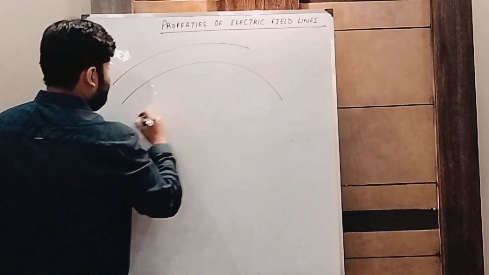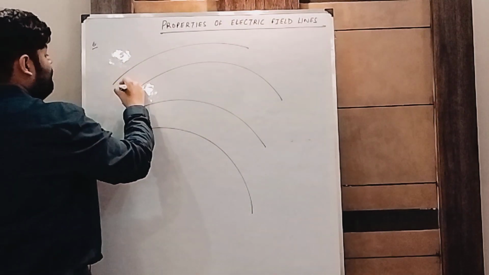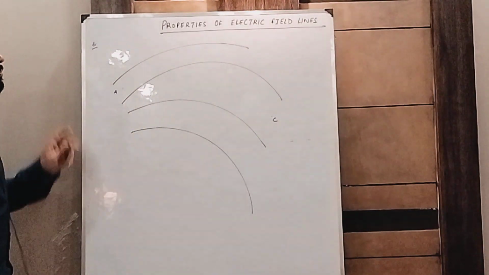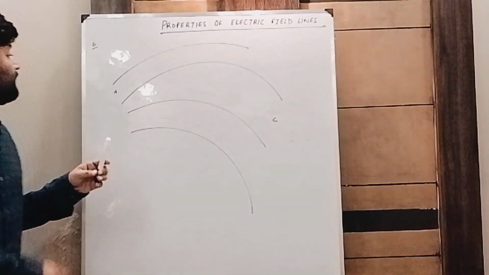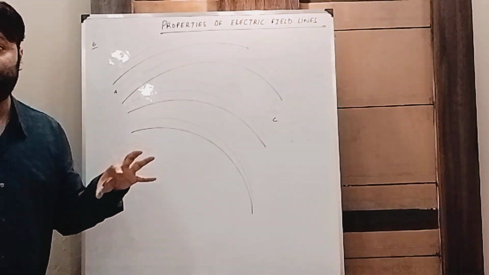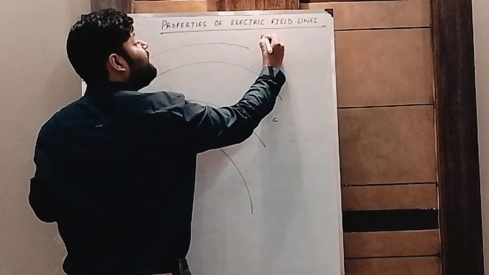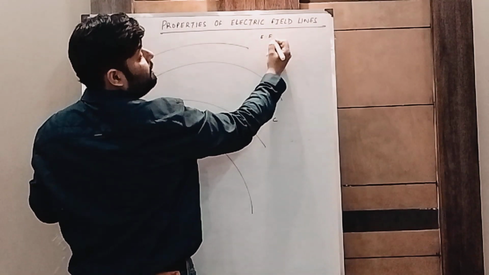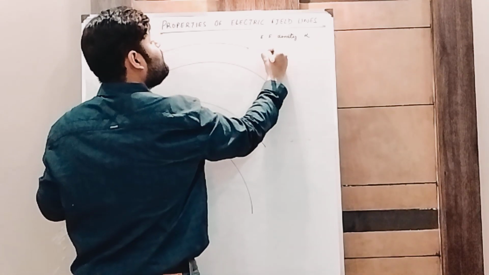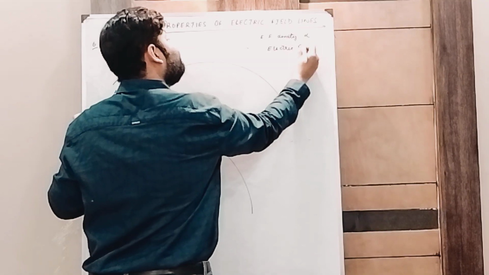Now, I have drawn electric field lines in space like this. And I take 2 points here. This is point A and this is point C. Now, the property states that the electric field intensity is directly proportional to the electric field line's density. See, this is the property. Electric field line density is directly proportional to the electric field intensity.